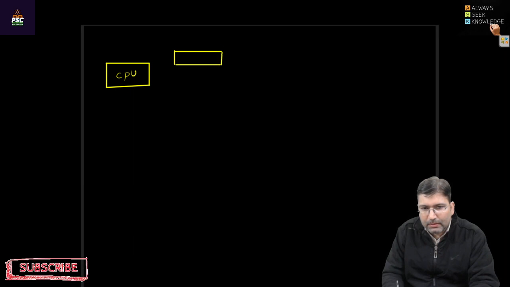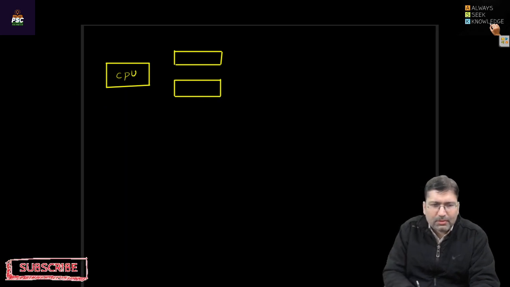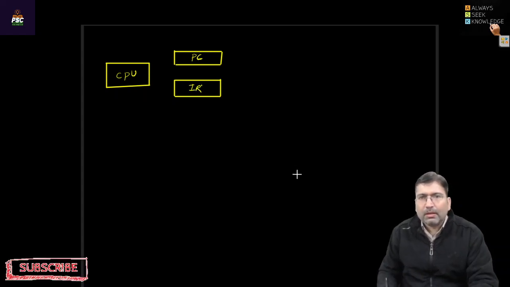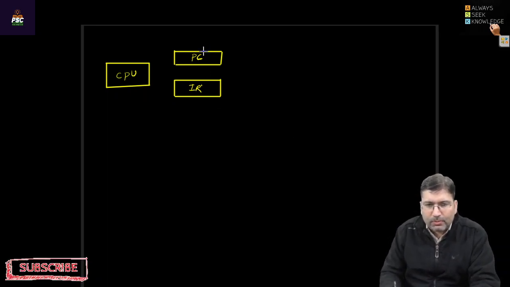One very important register is the program counter. Another very important register which the CPU frequently uses is the instruction register. So let's say these are two registers: this is PC, the program counter, and this is the instruction register, IR. You must be familiar with these two.